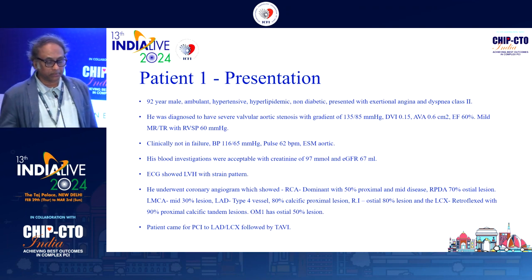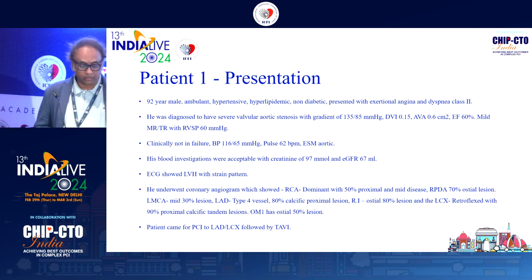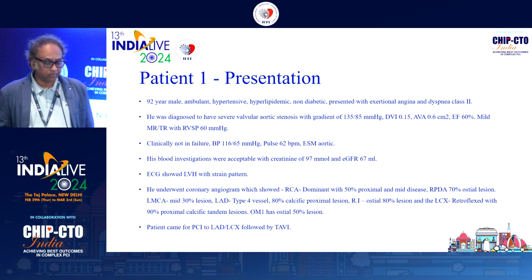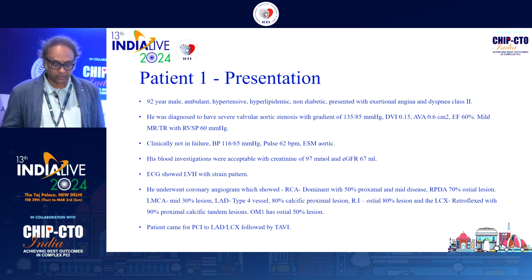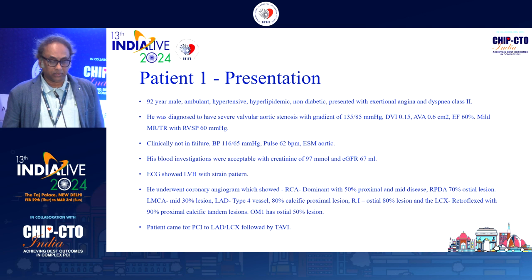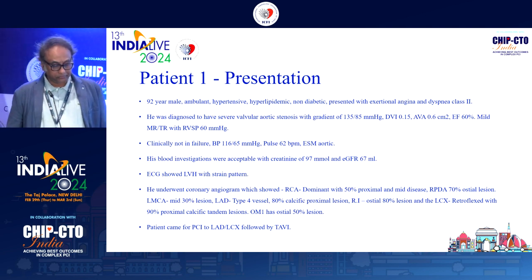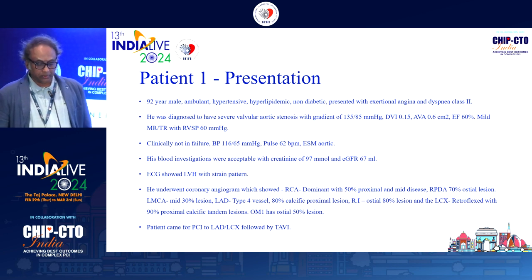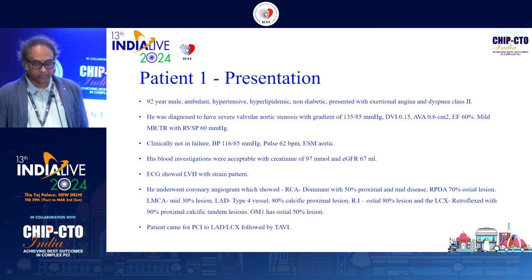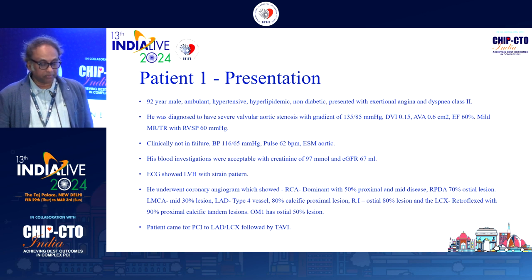The two patients, patient 1: 92-year-old male, ambulant, hypertensive, hyperlipidemic, presented with exertional angina and dyspnea. He was diagnosed to have severe valvular AS and planned for a TAVI, and he underwent a coronary angiogram. RCA showed some 50% proximal and RPDA 70%, left main 30% mid.